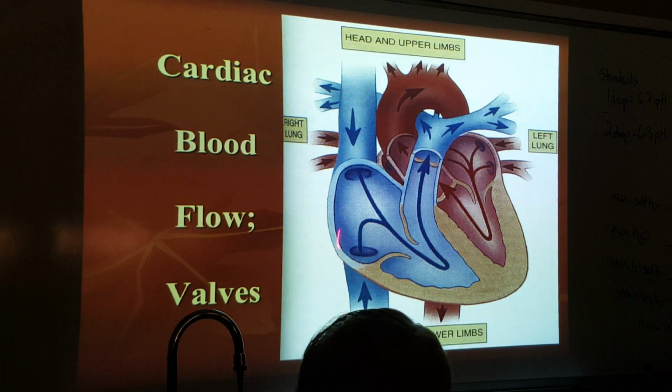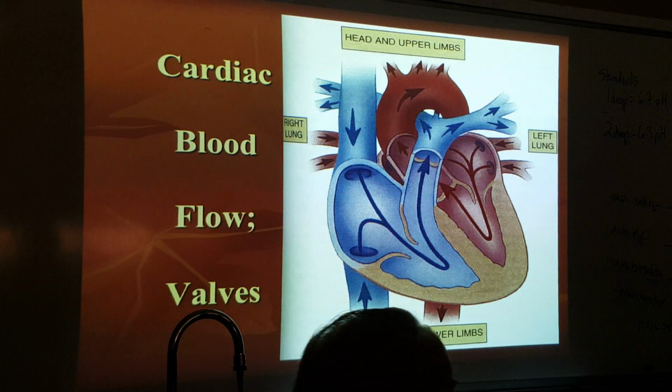So blood is coming back from all parts of the body into the right atrium, falls into the right ventricle. At the same time, blood is coming back from the lungs and falls into the left ventricle. The two ventricles contract, and that snaps the AV valves shut because their cusps are pointing downward.